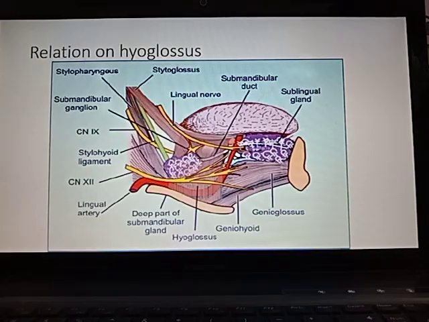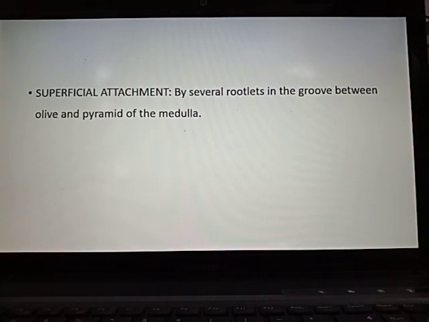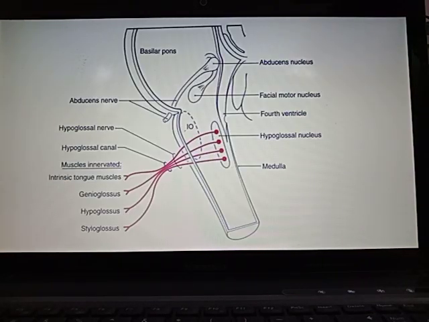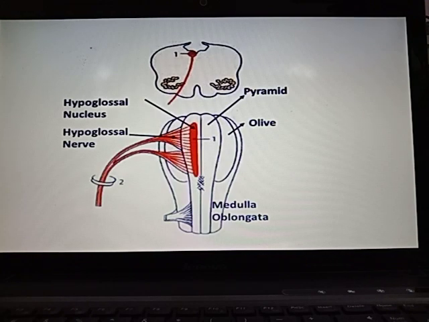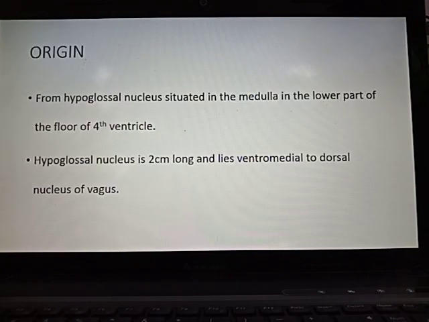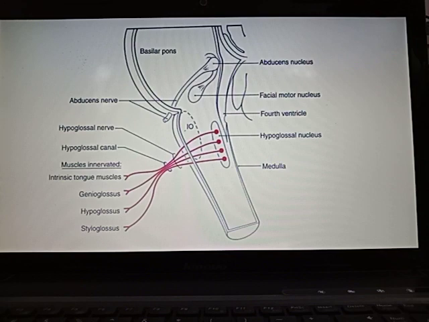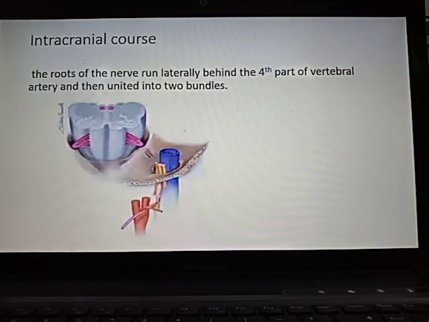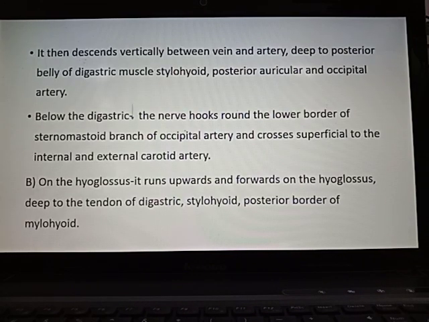Come to this. No slide for this, sorry. Ansa cervicalis is... One minute, please.